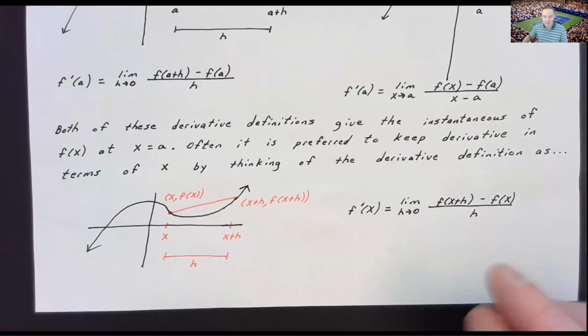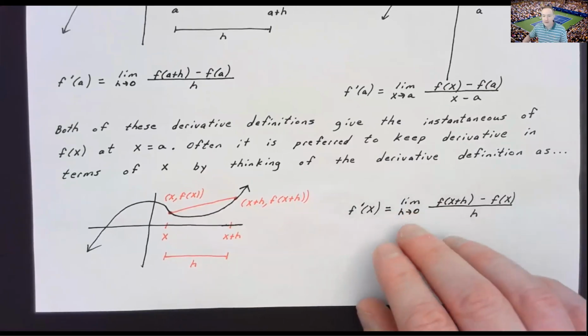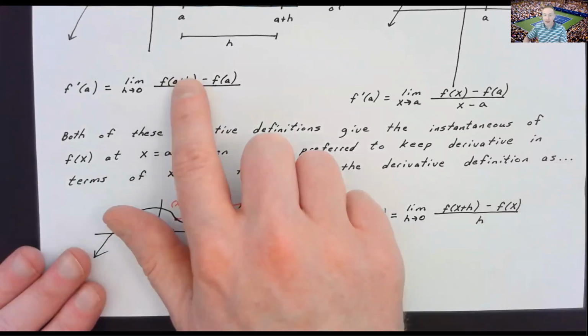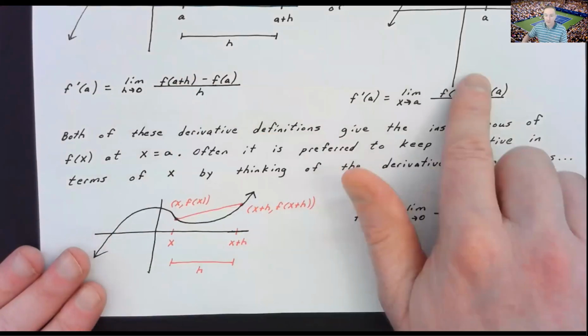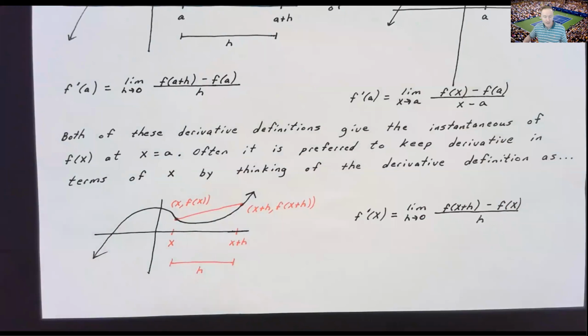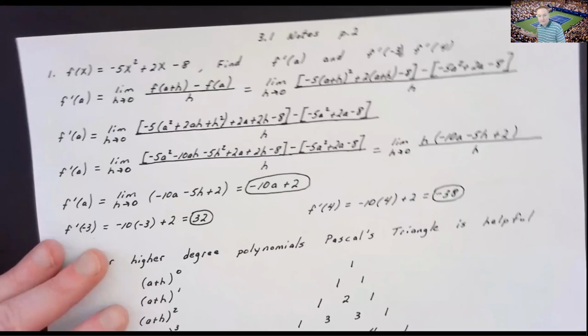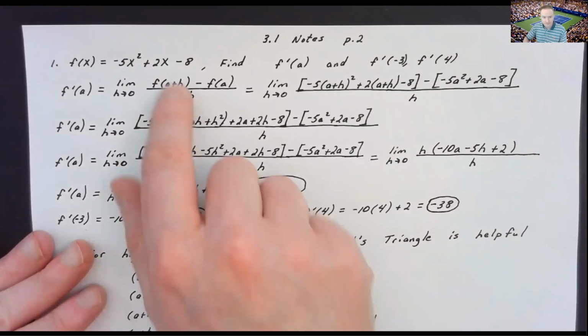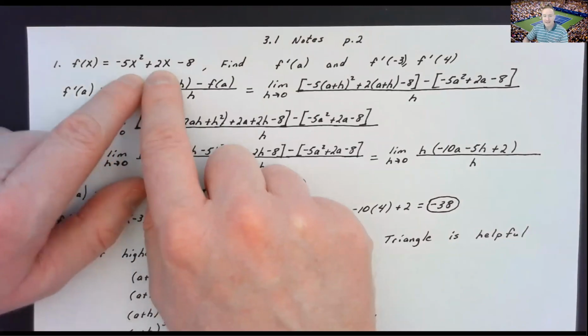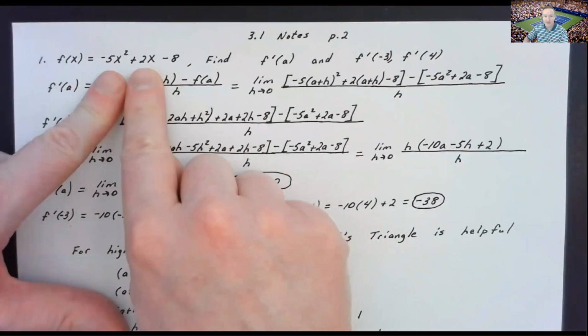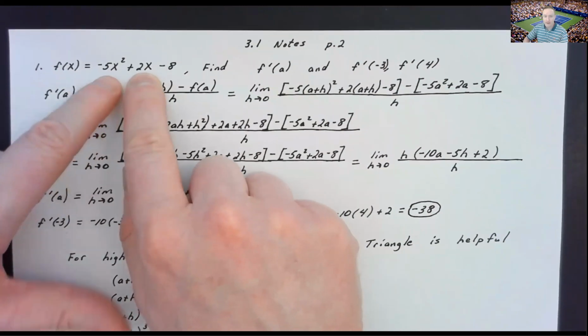Now, you can use this formula if you would prefer to keep it in terms of x. Sometimes I do, but most of the time I think you'll find that I do this. I am fine with whichever one of these three formulas you use, as long as you can algebraically find the definition of a derivative. Now, speaking of that, let's go ahead and look at finding the algebraic definition. So let's say I give you a quadratic function here. f of x is equal to negative 5x squared plus 2x minus 8.